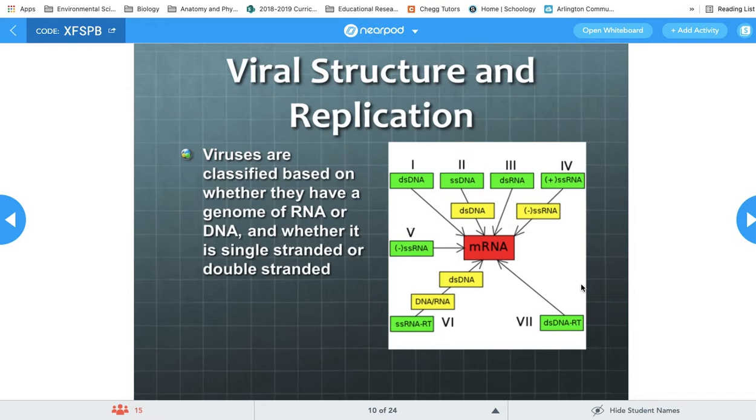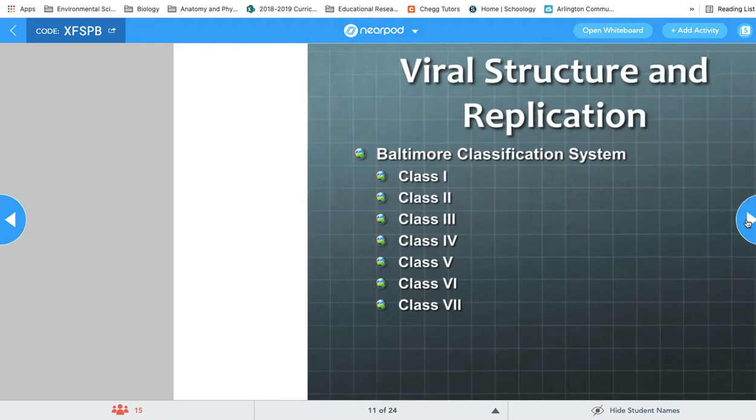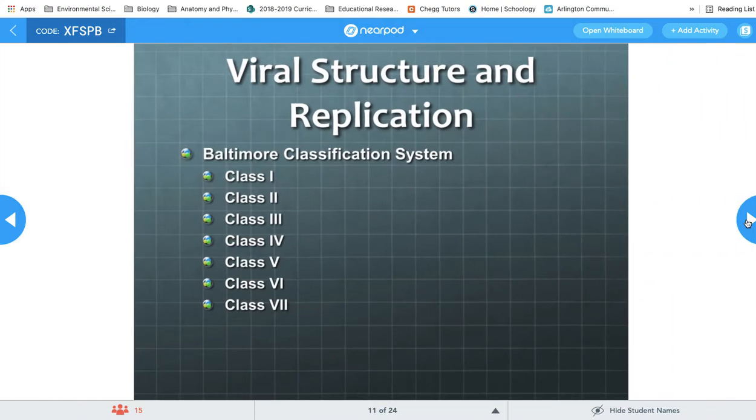Go back here just for a second. And so within this, we have 7 different classes. And we call this the Baltimore classification system. So 7 classes. We'll go through those very, very quick and simplistic.